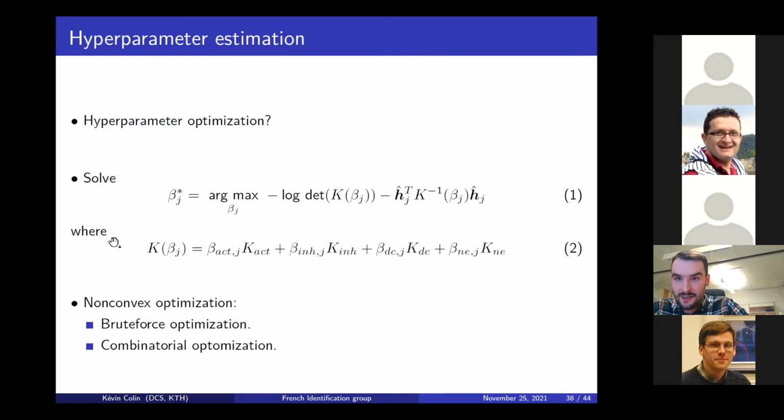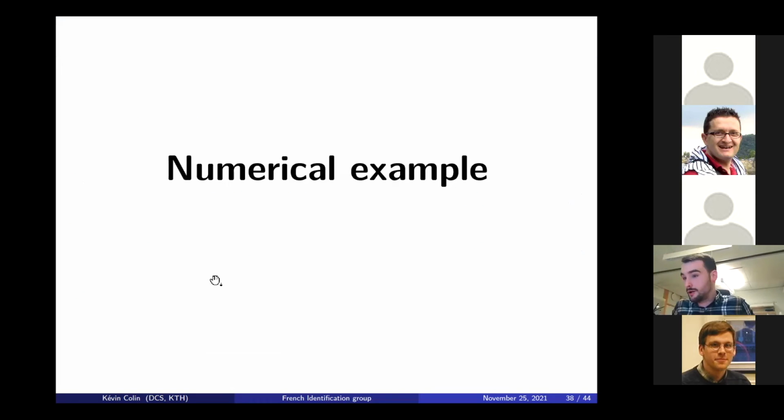So they are linear in K, but what you can see is that here we have an inversion and here we have log det. So it's a non-convex optimization. So how to solve this? Here we consider to just do the brute force optimization like this, or do an initialization by doing a combinatorial optimization. So what I mean is that we set all the hyperparameters equal to 0 except 1. Then we solve this and we have a closed form expression for this. Then we do the same for the inhibition and we set the other ones equal to 0. Then we do the same for the double component, and finally, for the neutral function. And then what we do is that we use the different beta that we have obtained to initialize the brute force optimization.